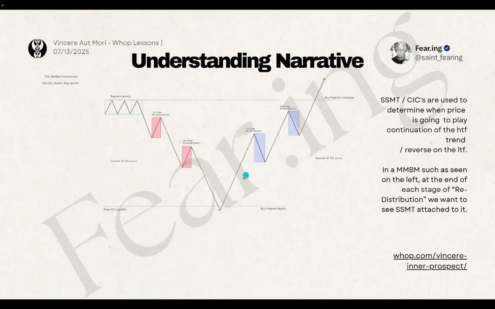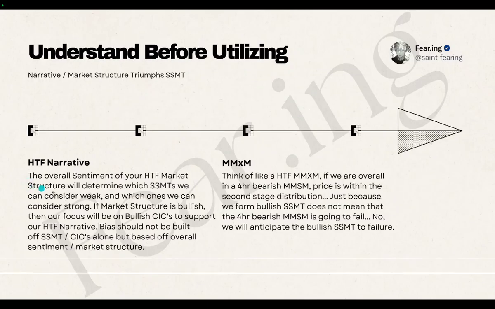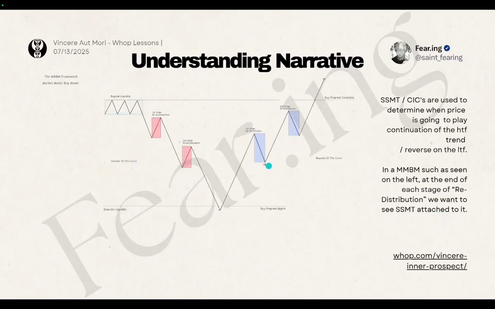What that means is, if we're within the buy side of the curve of a market maker buy model, every single bearish sequential SMT that we form within the buy side of the curve is weak. Perhaps it could cause a short-term retracement, such as what we will see here, but it is not going to cause a reversal. We should anticipate every single bearish one that forms to be invalidated, and we can classify those as weak. Now, the opposite for strong ones: every single bullish sequential SMT that forms within the buy side of the curve of a market maker buy model, we can consider strong. Vice versa for the sell side of the curve, and vice versa for the market maker sell model.